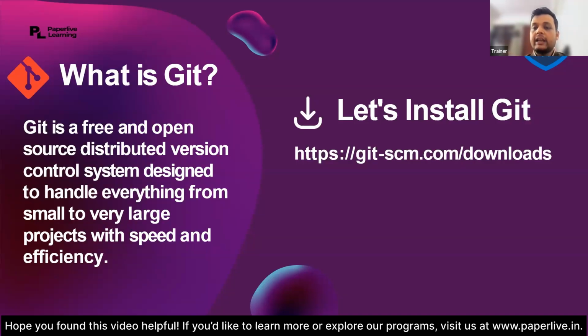Now, when it says Git is free, what does it mean? You do not need to purchase any license for it. Okay. So I am using it, you are using it, anyone can use it. No cost at all. And then it is an open source distributed version control system.